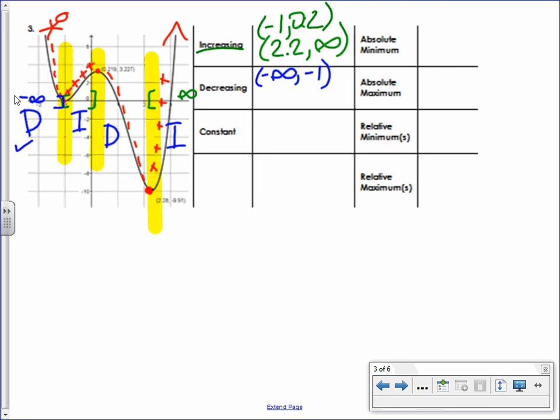Now I'm going to come over here. He's decreasing right here from about 0.2, from about right here to right here, which we call 2.2. Now this graph, do I have any places where it just flattens out? Nope. So I have no constants.